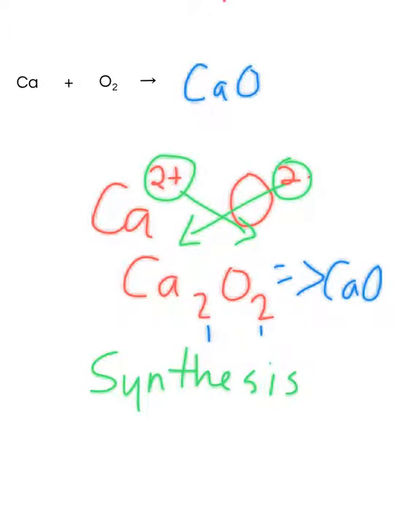Now, if I wanted to be extra fancy, I could go ahead and balance this equation, and you may be asked to do that as well. I can see that over here on the reactant side, I have 2 oxygens, and I only have 1 oxygen over on my product side. So I'm going to put a 2 in front of my calcium oxide. But now I've inadvertently changed the number of calciums that I have, so I need to take care of that by putting a 2 in front of my calcium, and now it is balanced.